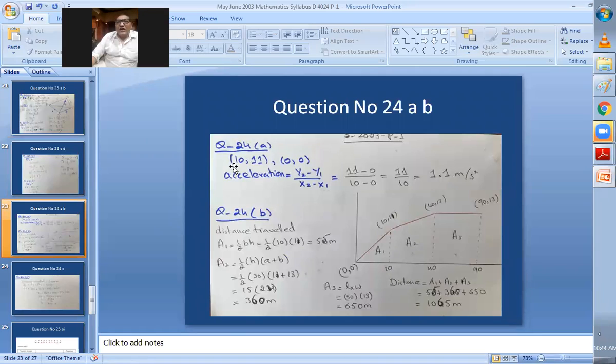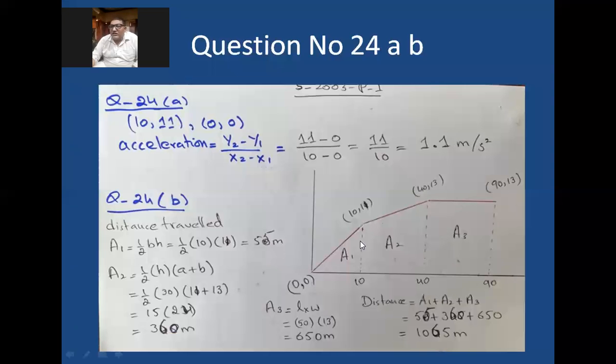So what I will do, I will note down 2 points on that first straight line. You can see that is (10, 11) and (0, 0). I have taken 2 points on that line, and then I can find out the gradient.